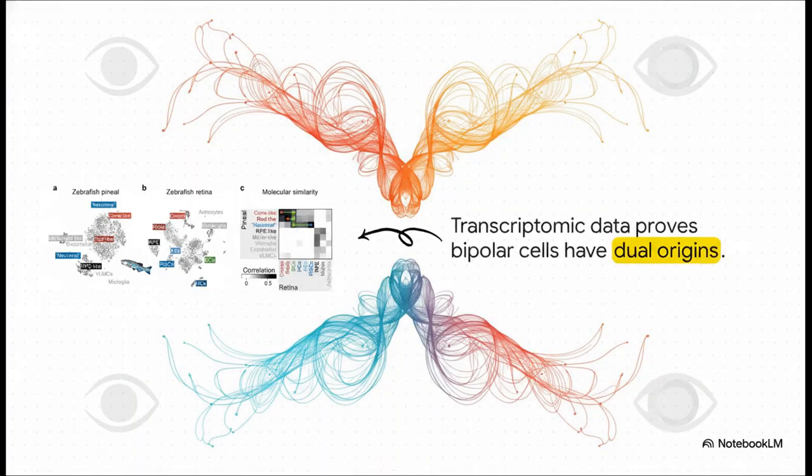When you look at the transcriptomic data for this, it's fascinating. Scientists mapped out the molecular signatures of these cells, and retinal bipolar cells sit smack dab in the middle of the map. They share traits with both the ciliary and rhabdomeric lineages. It completely proves they have dual evolutionary origins. They essentially act as the biological adapters that allowed these two ancient separate systems to finally talk to each other.